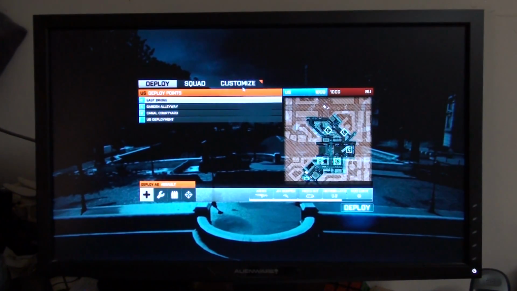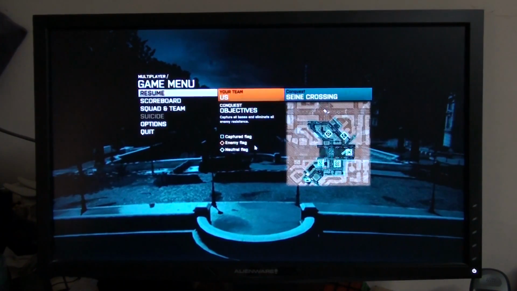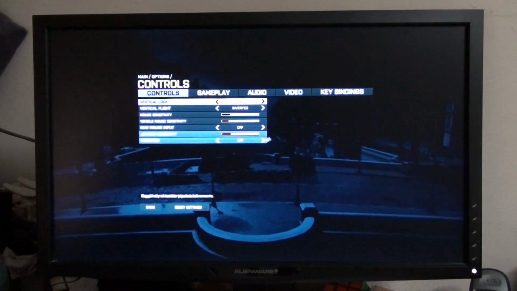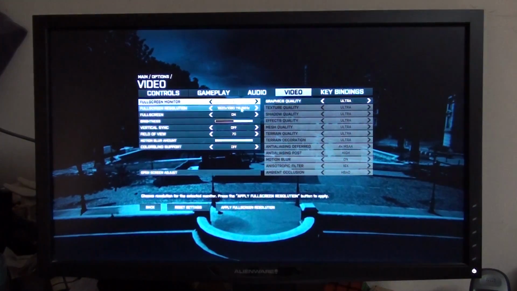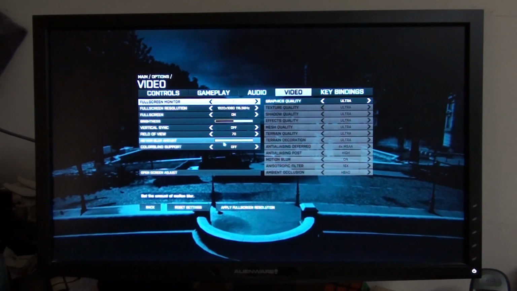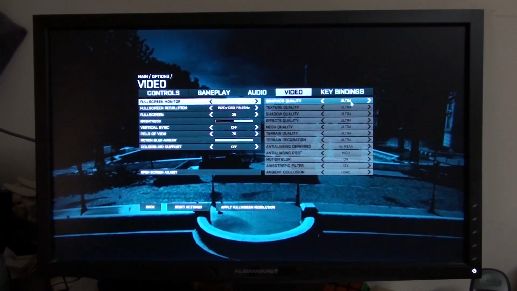Right, first, let's have a look. I will just press escape to go into the options and then go to the video. Okay, make sure vertical sync, vertical look normal, and so on, video. Right, I'm running at 1920 by 1080 at 120 hertz, that's a 120 hertz monitor. That's a Dell Alienware. Full screen on, vertical sync is off, field of view 70. Let's have a look. Right, so at the moment it's set by default on ultra, so can we get higher than that? I think that's about it.